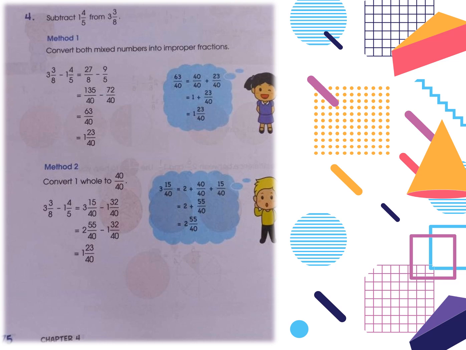In method 2, what we did is we changed the 1 whole into 40 over 40. Let's say we have 3 whole number 15 over 40 minus 1 whole number 32 over 40. Here we have not converted the mixed number into an improper fraction. Rather, we kept the whole number as it is and just converted the fraction part to make the denominator the same. So we have 8 into 5 is 40 and 3 into 5 is 15, and 4 into 8 is 32 and 5 into 8 is 40.